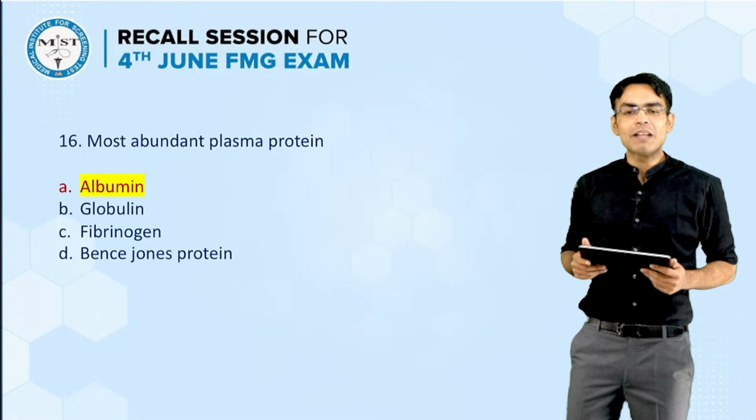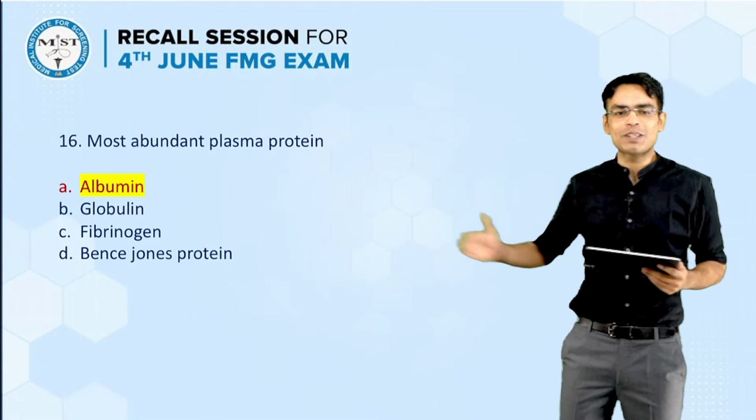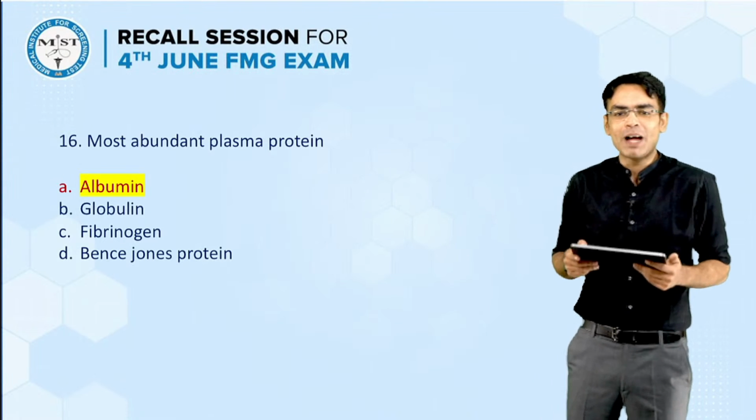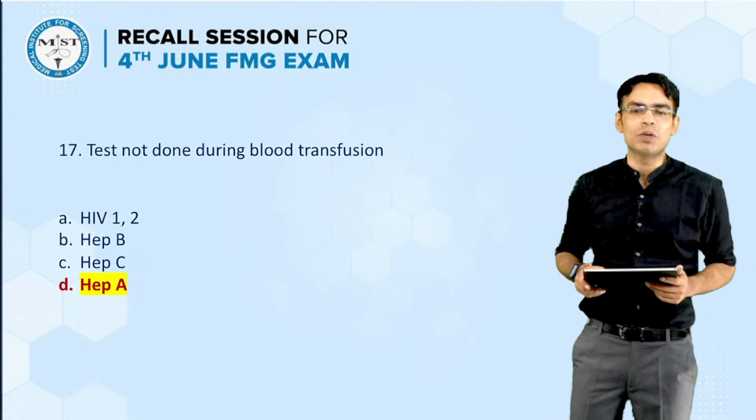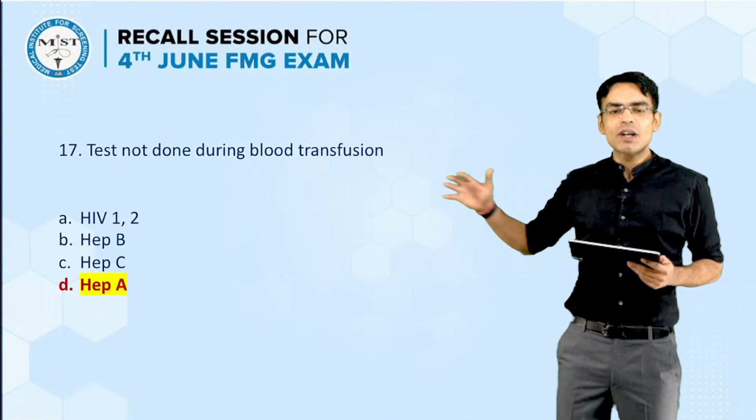The most abundant plasma protein in the body, it was a very straight question, it's albumin. I hope everyone has done this question right. Albumin is the most abundant plasma protein inside our body. Next question: test not done during blood transfusion.